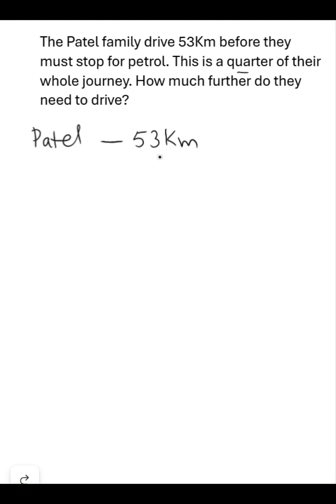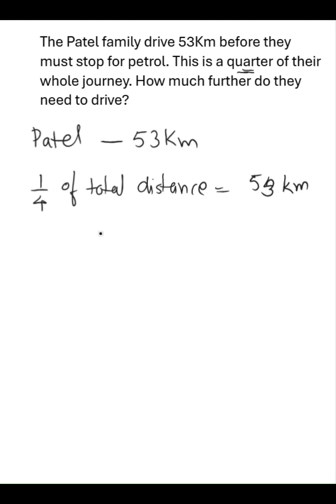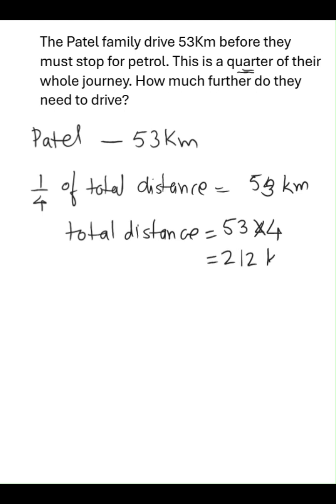Now the Patel family has driven 53 km to stop for petrol. Now this is only the quarter of the journey. The quarter means 1/4. So 1/4 of the journey, that means 1/4 of the total distance, is 53 km. So the total distance will be 53 multiplied by 4. If we multiply, we will get 212 kilometer.